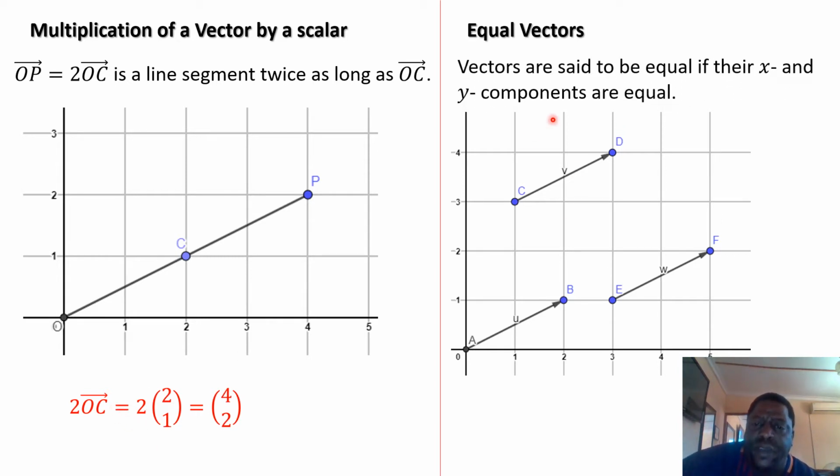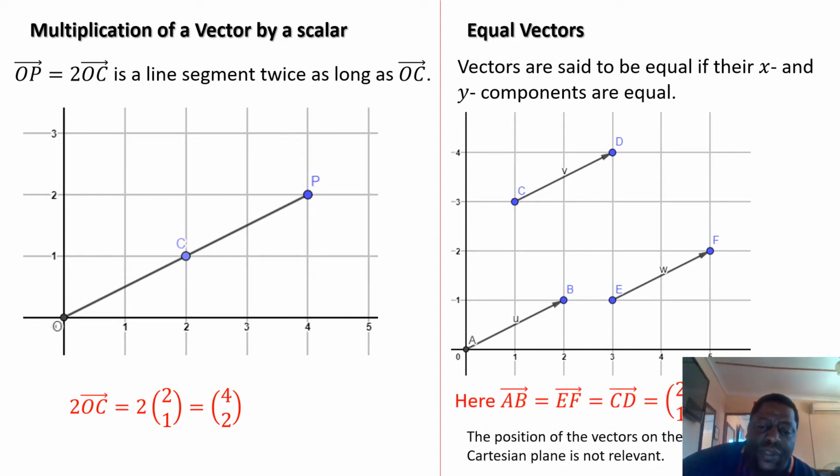Okay, and vectors that are equal have equal X and Y components, no matter where they are. They are free, they don't have to start from the origin. CD, if you look at the X component, is 2 and 1 up, and that is the same with vector EF and vector AB. Okay, so we say that they are all equal.